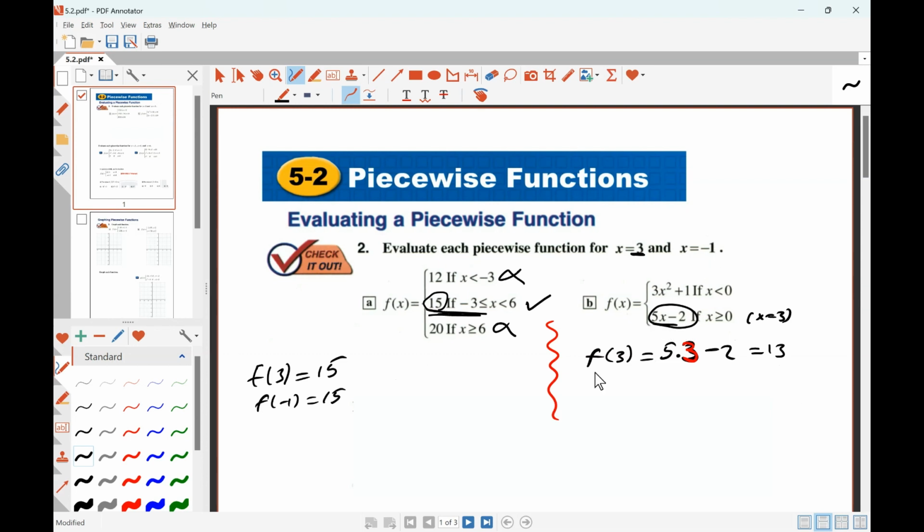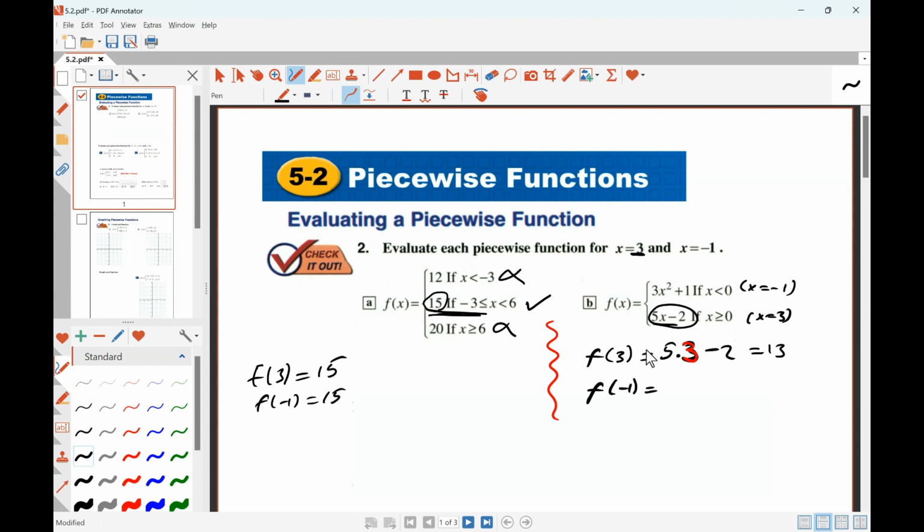What about -1? What is f of -1? I am not substituting -1 into each function one by one. We have to be careful about this. We just need to figure out which situation we are in. Here I have a negative number. We have two situations, x greater than or equal to 0 and x less than 0. -1 is less than 0. So I have to use the first function.